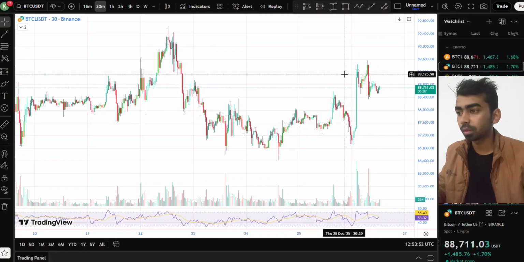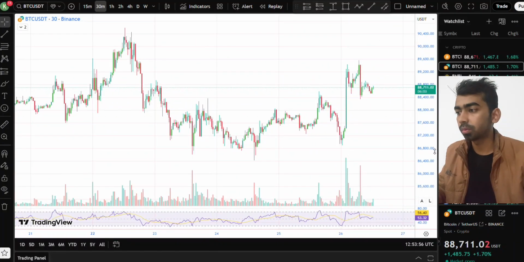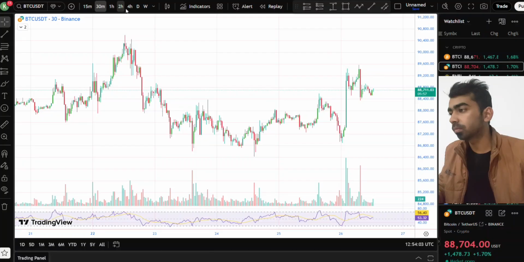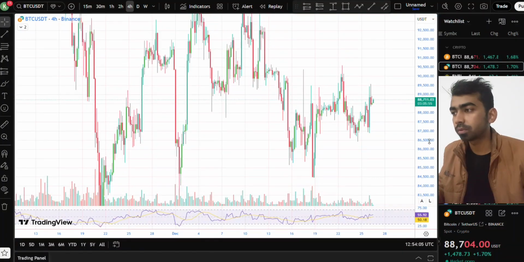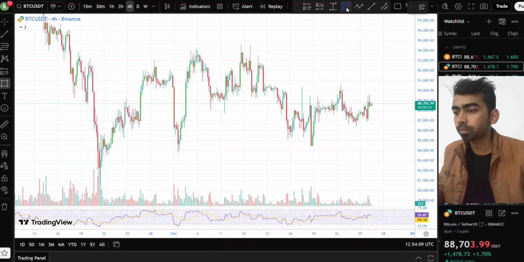Okay, how you can place your trade and how you manage the trade, I'm going to share about everything. So let's focus on the chart. First of all, I'm going to share with you about small resistance.